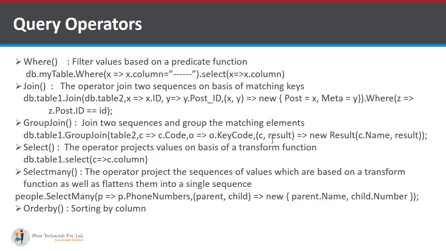db.table1.join db.table2 where x => x.id, y => y.postid, (x, y) => new, post = x, meta = y, .where z => z.post.id equal to id. Group join joins two sequences and groups the matching elements. The select operator projects values on basis of a transform function.